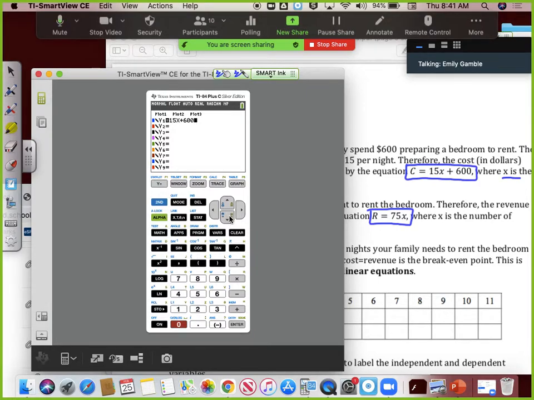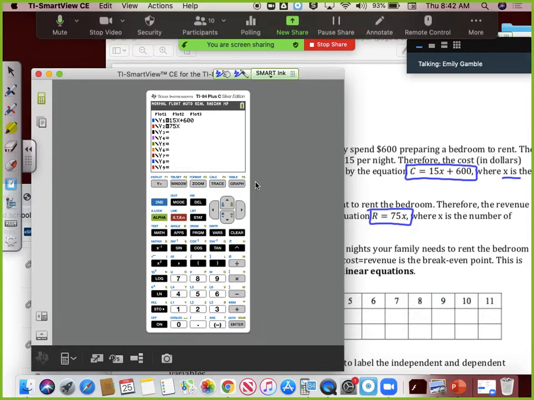Then if you push the arrow down, you can go to the next equation. The next equation that we have is r equals 75x. So this will just be y equals 75x. The x button is the button right next to the alpha button, to the right. It has a circle with a line through it, called theta, and then an n. That's the x that you need.